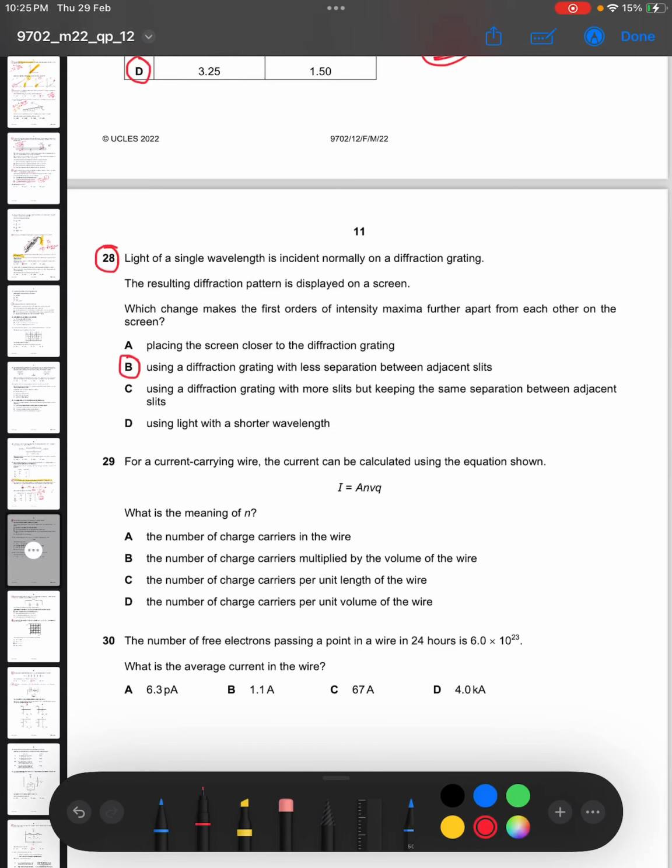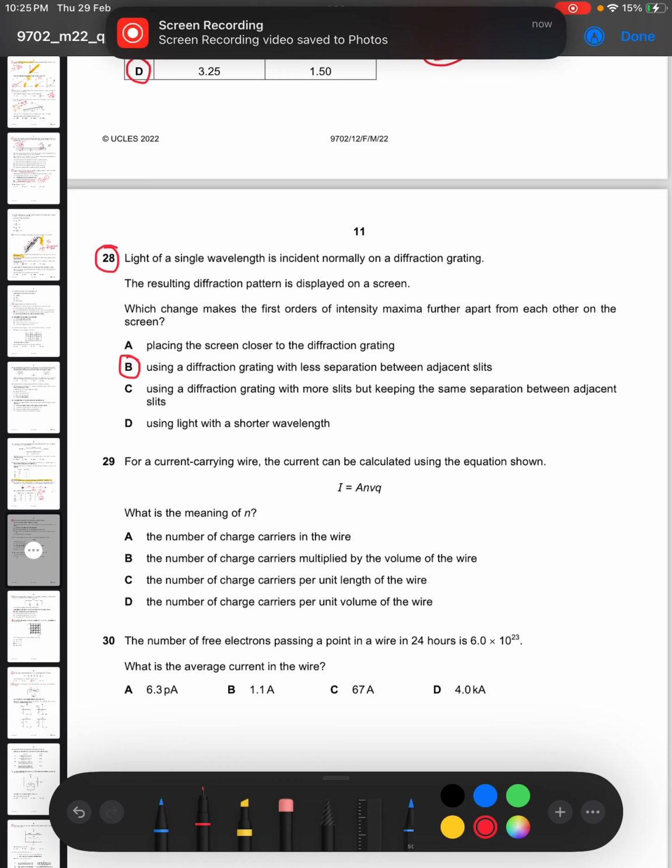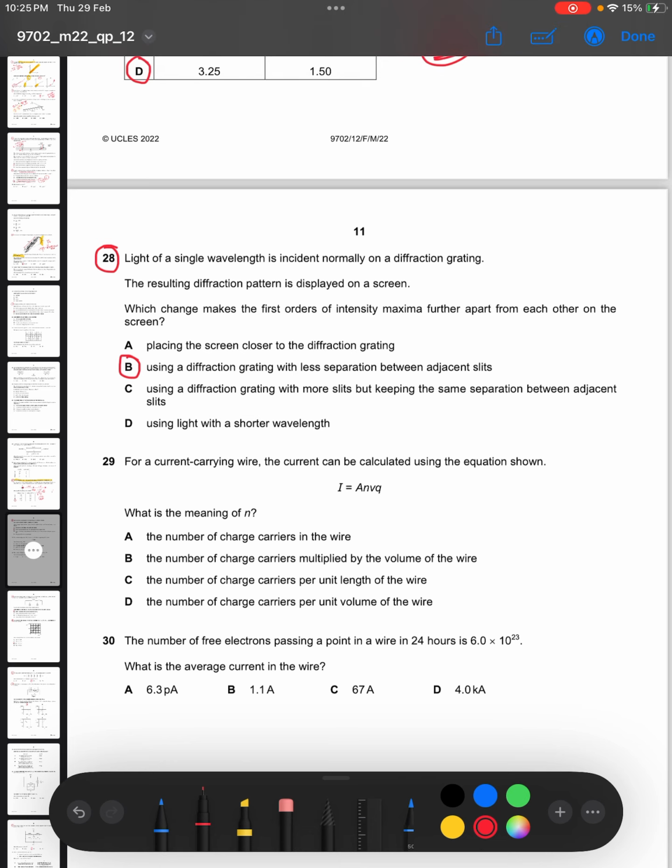A beam of light of a single wavelength is incident normally on a diffraction grating. The resultant diffraction pattern is displayed on a screen. So there's a diffraction grating, and then there's a pattern observed on the screen. Which change makes the first orders of intensity maximum further apart from each other?